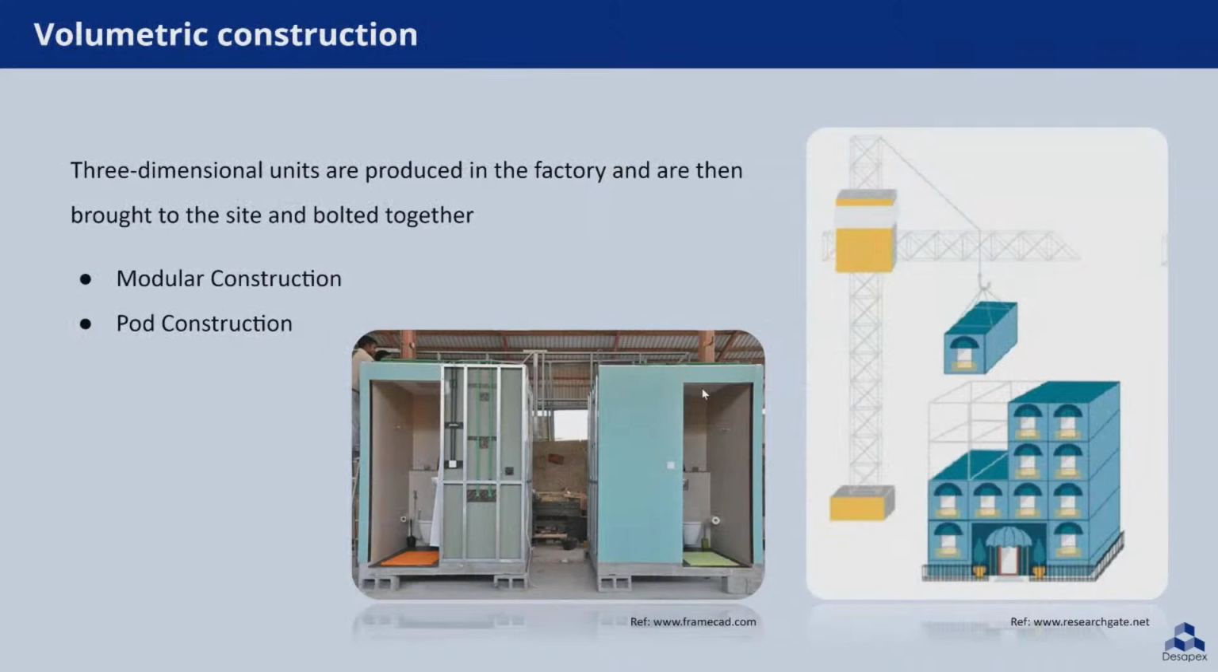3-dimensional units are manufactured at the factory and then transported to the job site and fastened together. The frames might be made of steel, wood, or concrete. As part of third-party approval, the firm has a quality control production system. The volumetric construction method is also known as modular construction.